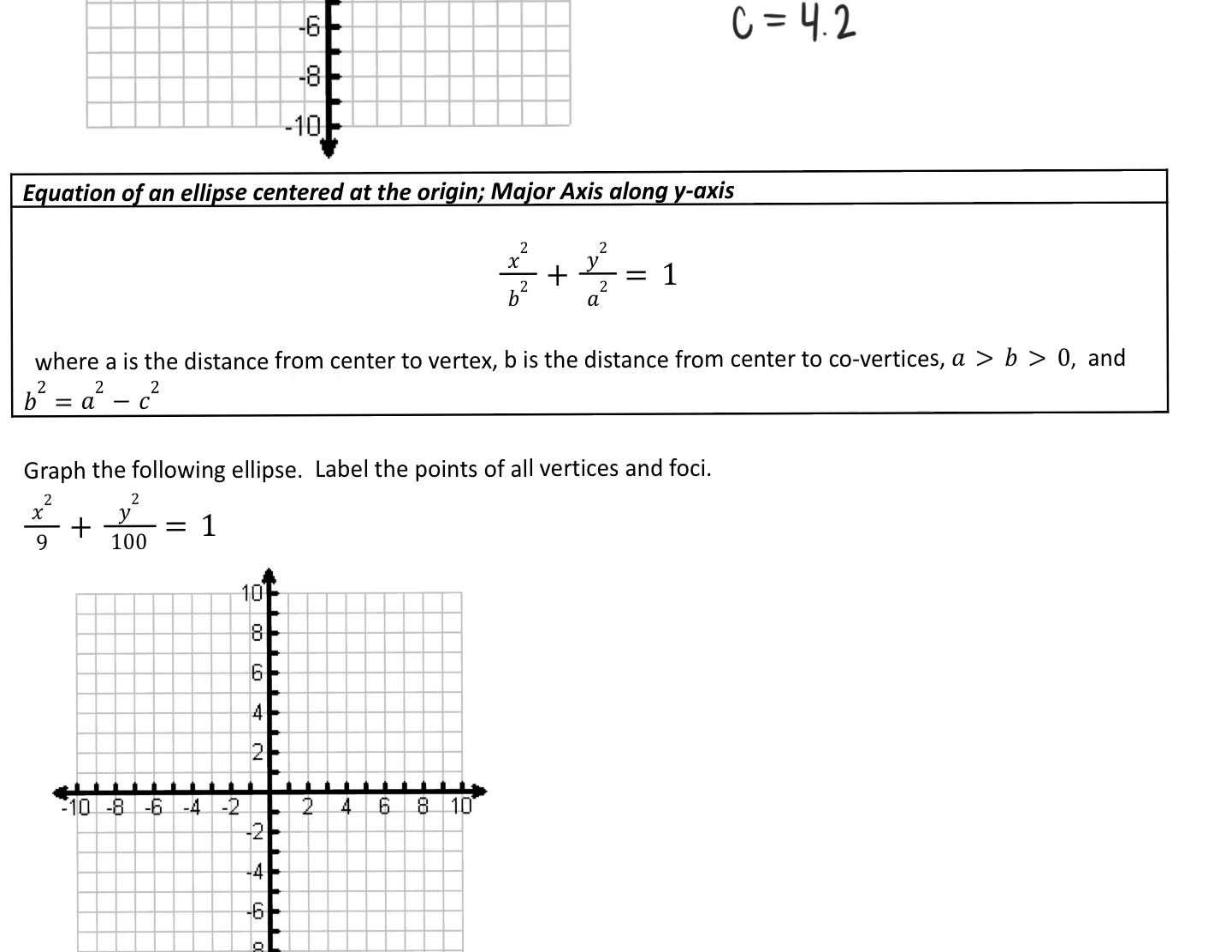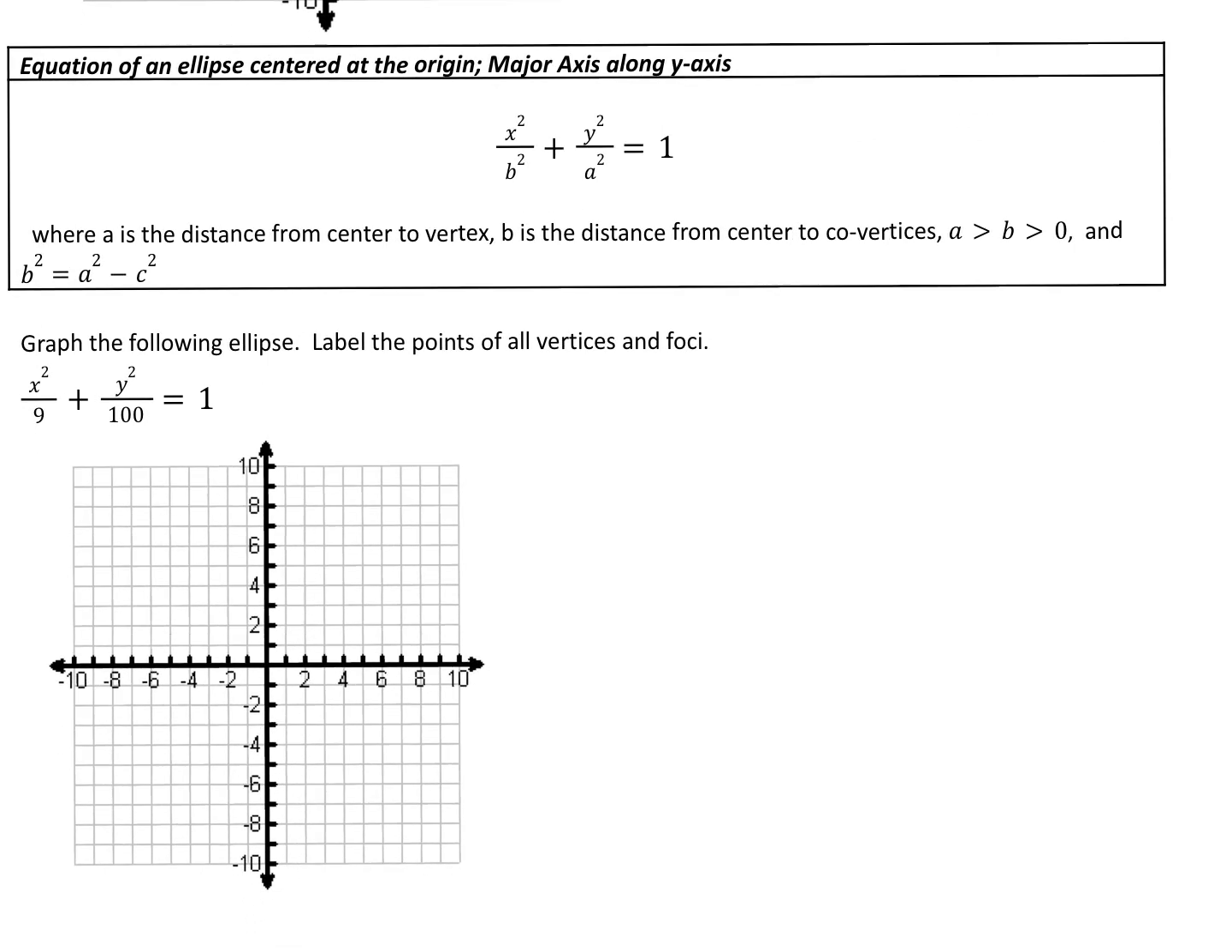So now we're going to do an example where we graph x squared over 9 plus y squared over 100 equals 1. So in this case, a is going to be the square root of 100, which is 10. B is the square root of 9, which is 3.